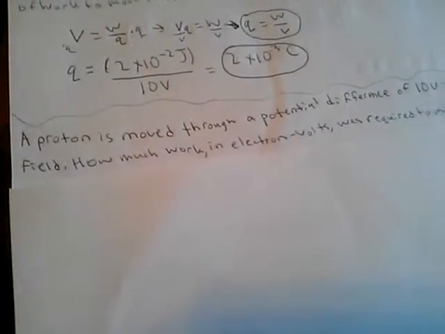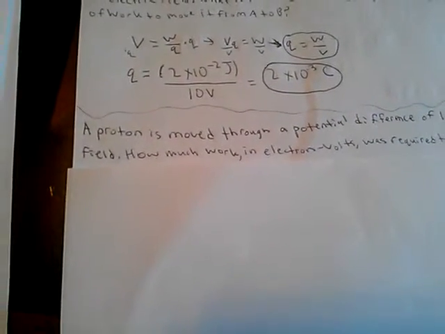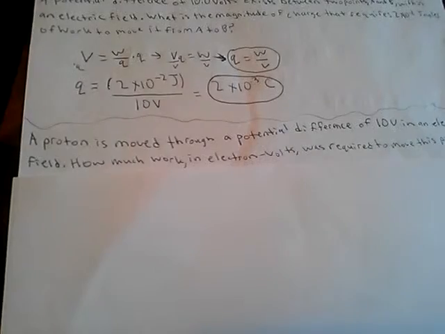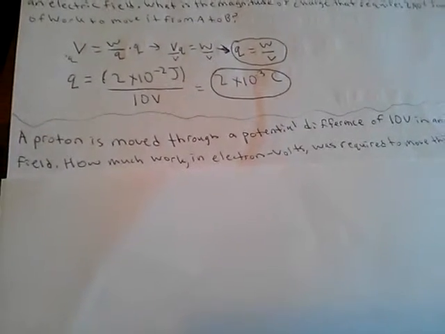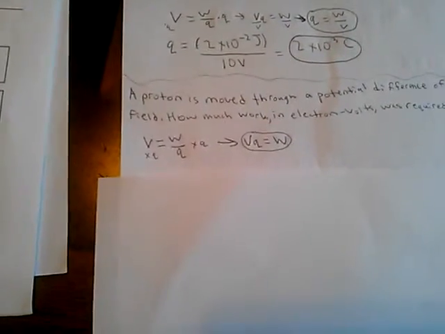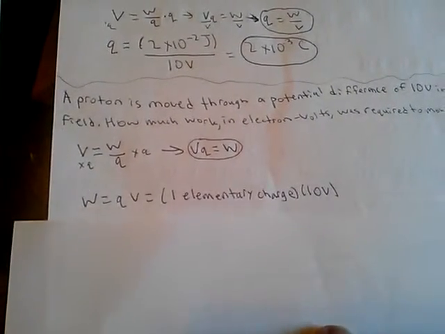Okay, so this is another example using the same formula, but you substitute the things differently. A proton is moved through a potential difference of 10 volts in an electric field. How much work in electron volts was required to move this proton? So it's once again V equals W over Q, but this time you just multiply by Q and you get the formula VQ equals W, which is what you need to use to find W.